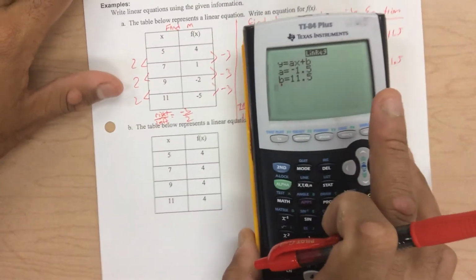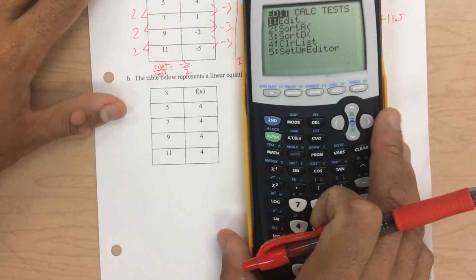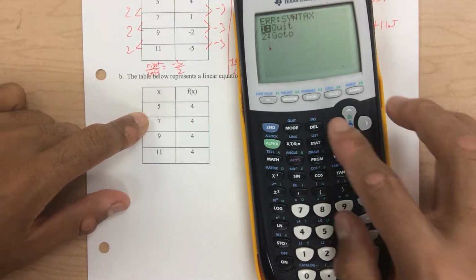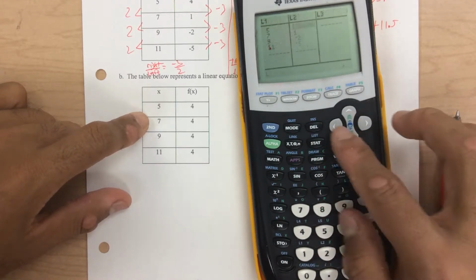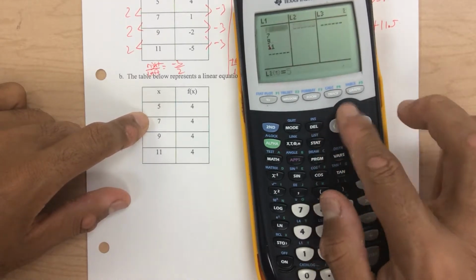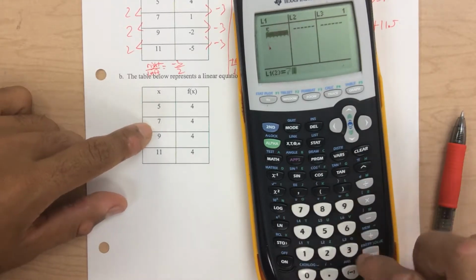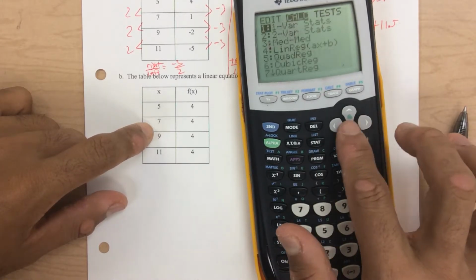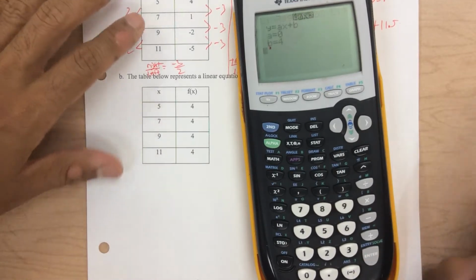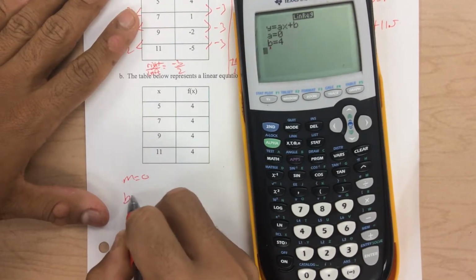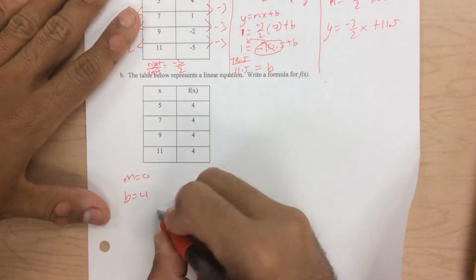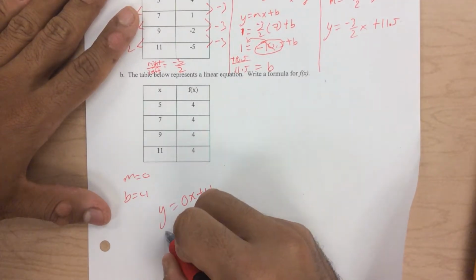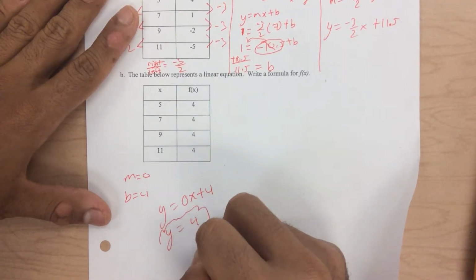Now for the rest of the notes, I'm just going to use the calculator to work these out. So let's do table B. So Edit, clear your table. So clear that whole table. So 5, 7, 9, 11, and then it's 4, 4, 4, 4. Stat, calculate, option number 4, enter, enter, enter. And I end up with M being 0, B equals 4. And so now I write my equation as y equals 0x plus 4. But remember, 0x doesn't do anything, so you can just leave it off, and it would just be y equals 4. Okay?